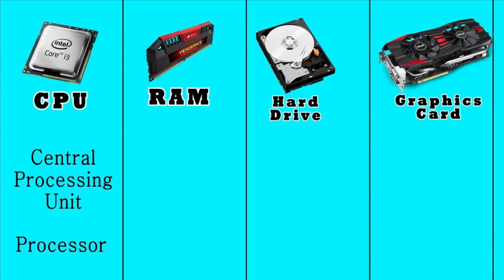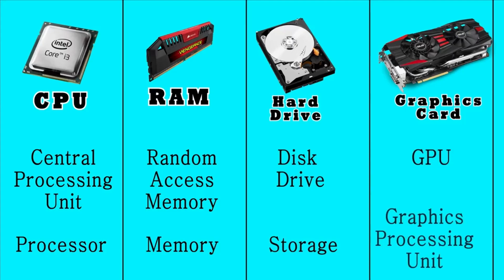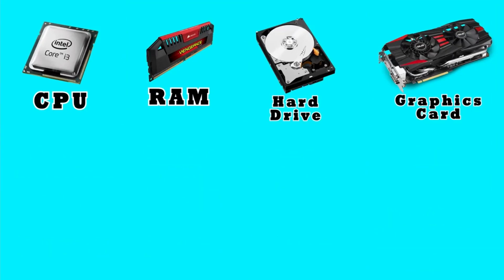They're completely interchangeable. RAM stands for Random Access Memory and is often referred to as just memory. A hard drive is often referred to as a disk drive or storage. And a graphics card is also known as a GPU or graphics processing unit. For this explanation, I'll be using the terms CPU, RAM, hard drive, and graphics card. So let's start with the CPU.